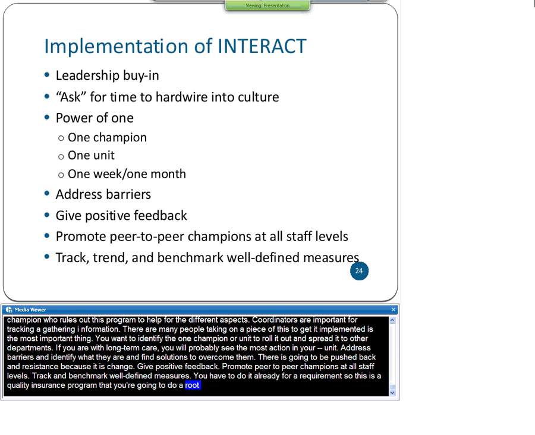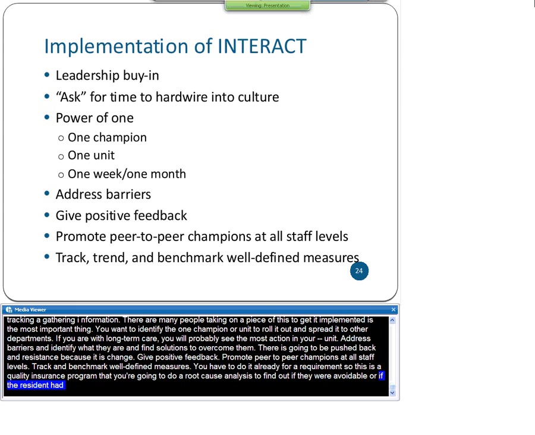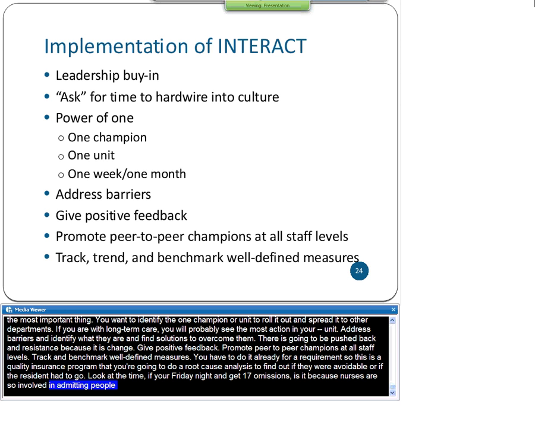Look at the time. If you're on a Friday night and you get 17 admissions and somebody's having acute changes, is that when you're going out? Is it because your nurses are so involved in admitting people that they can't really watch the back door, as it were? So then you know you need to put on maybe some extra help for a period of time to help with those admissions so the nurses can pay attention to the residents there.